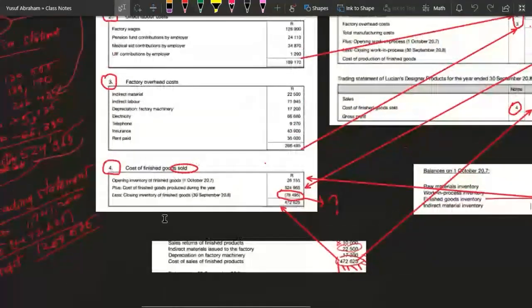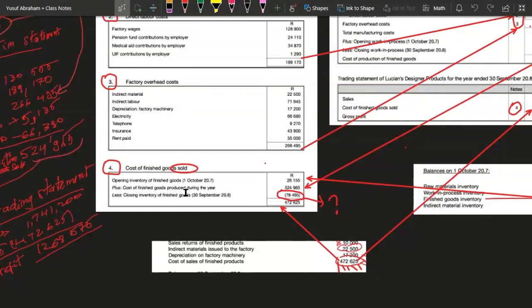But for example, let me just cover this. This could be important for you guys. Remember the cost of finished goods sold. How do we find it? The opening inventory of finished goods plus the cost of finished goods produced. Produced, not sold, produced. So we take all the production into account, minus what we are not going to sell, which will provide us with the cost of goods sold.